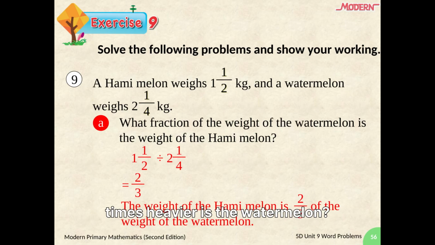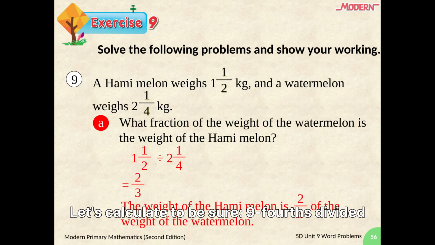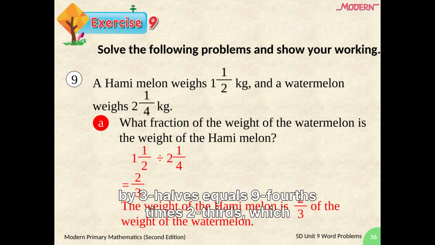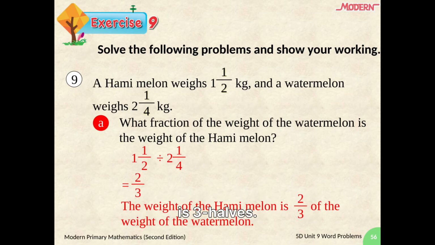How many times heavier is the watermelon? Predict it. Since the last answer was 2/3, this must be 3/2 or 1 1/2. Let's calculate to be sure. 9/4 divided by 3/2 equals 9/4 times 2/3, which is 3/2. Exactly. The watermelon is 1 1/2 times heavier. You've now mastered the peak of ratio comparison. You're ready for any test.